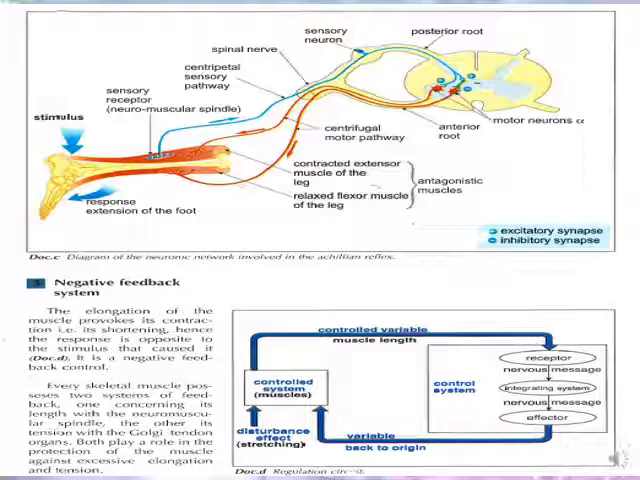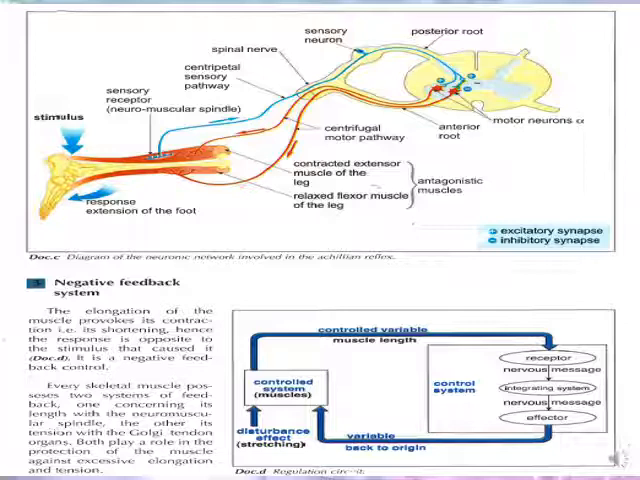So document E: what can you deduce about these recordings in document E? Let's move now to document E. Negative feedback. The elongation of the muscle provokes its contraction, its shortening. Hence, the response is opposite to the stimulus that caused it in document E. So we call it a negative feedback control.